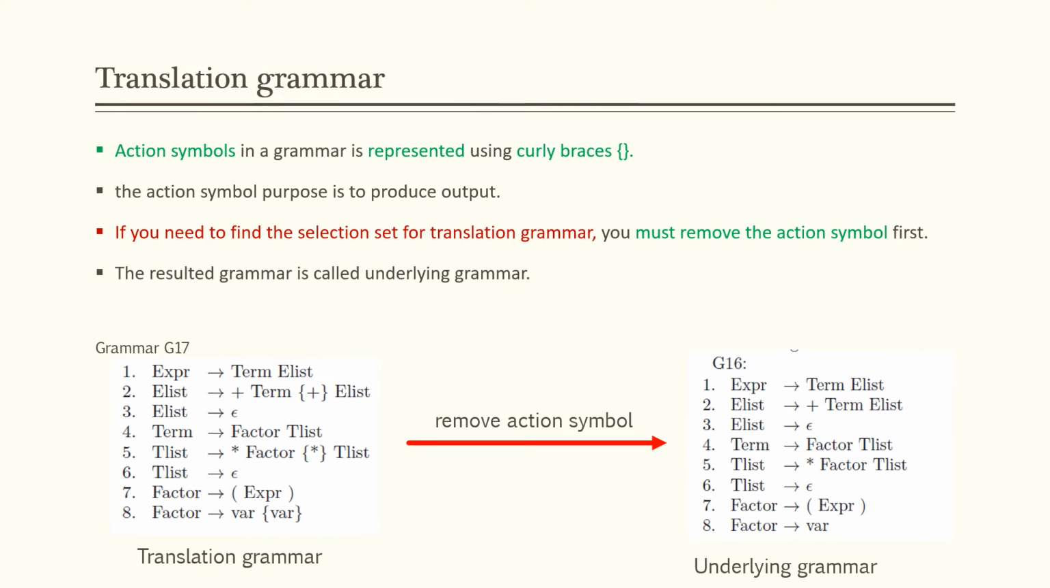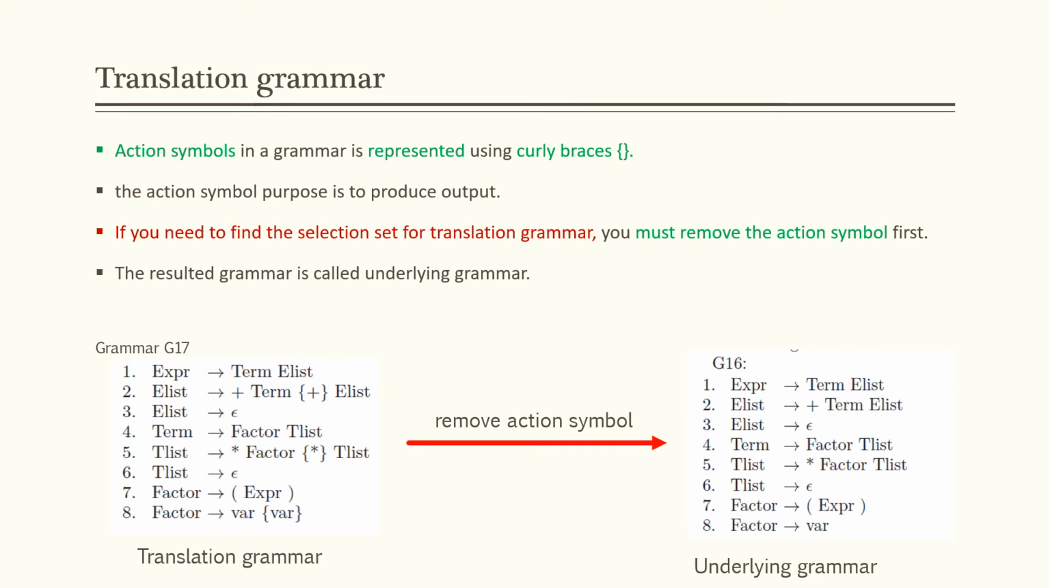Okay. An action symbol actually is to produce an output. Actually, it is the output of your grammar, of your programming. Okay, so if you need to find the selection set, bear in mind, if you need to find the selection set for a translation grammar, you must remove the action symbol first. Okay, that is the rule. If you need to find the selection set, you must remove the action symbol.